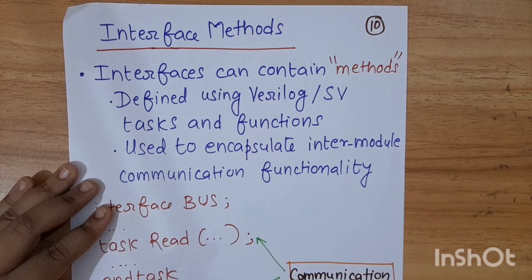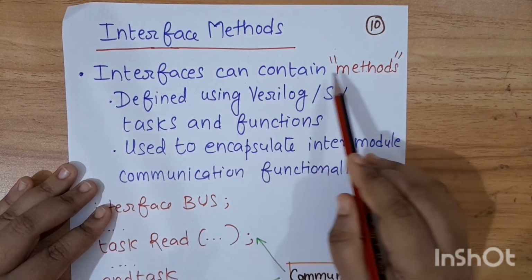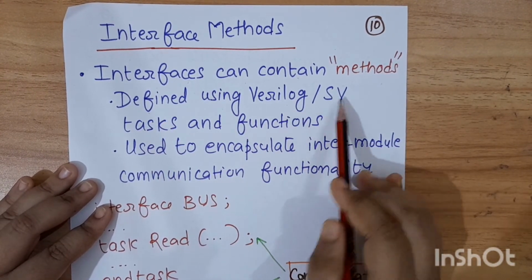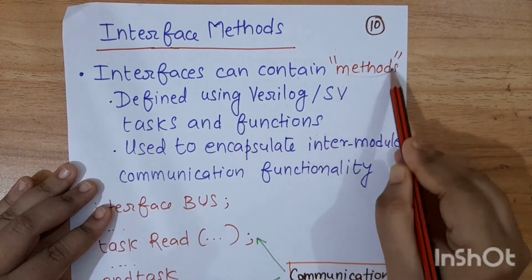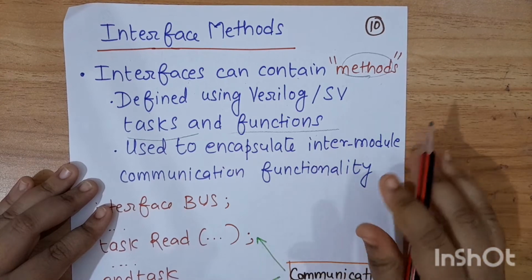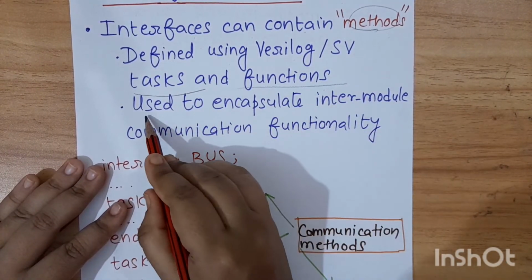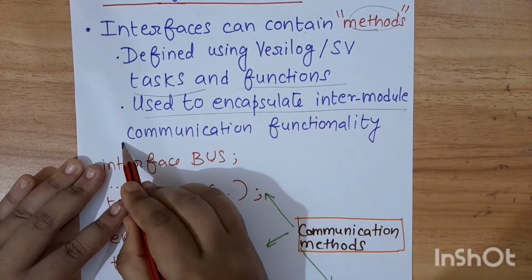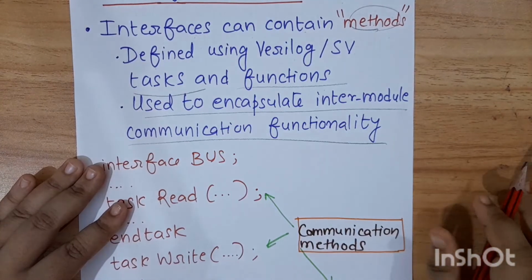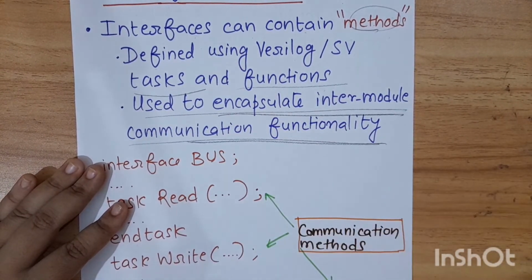Now we will talk about interface methods. So interfaces can contain methods also, defined using Verilog or SystemVerilog tasks and functions. So the interface can have tasks and functions. And these methods are used to encapsulate the intermodule communication functionality. What does this interface method do? They encapsulate the intermodule communication functionality.